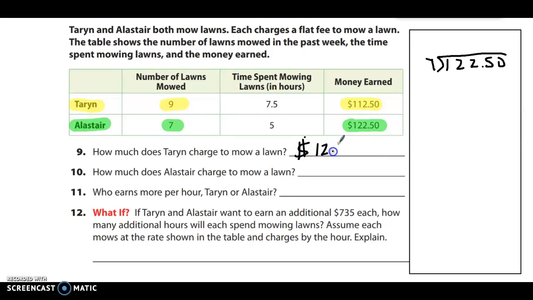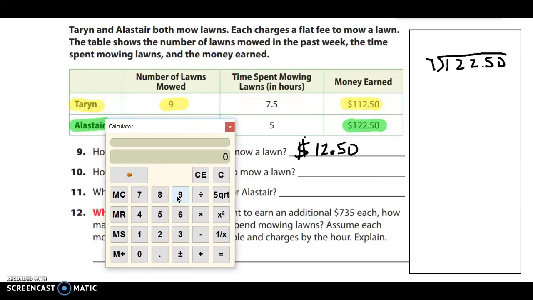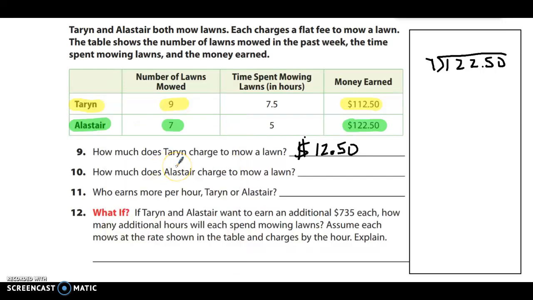Remember, you can use a calculator to check your answer. You could multiply for Taryn. Take your quotient, 12.50, multiply that by 9, and you should get your dividend. 112.5 is the same as 112.50. So now on to Alistair.